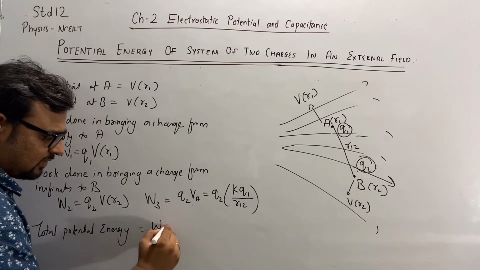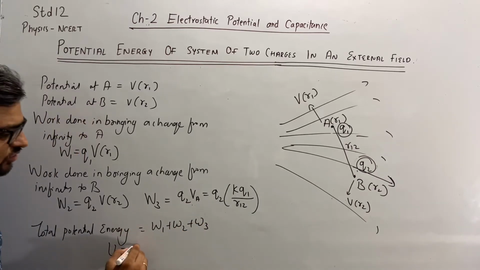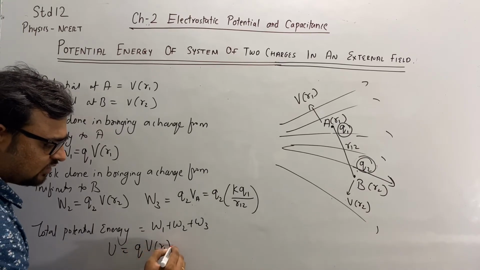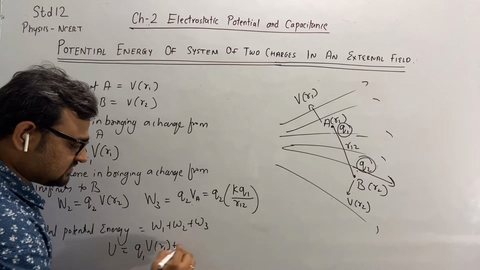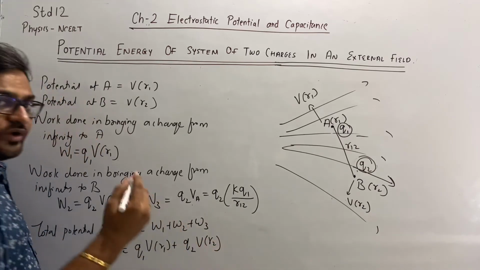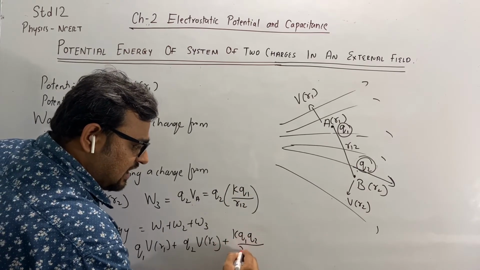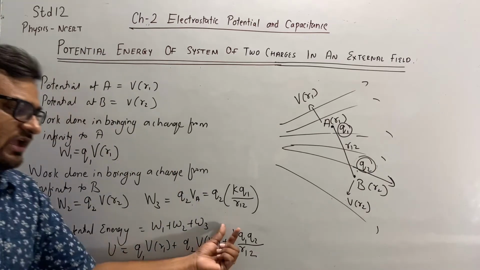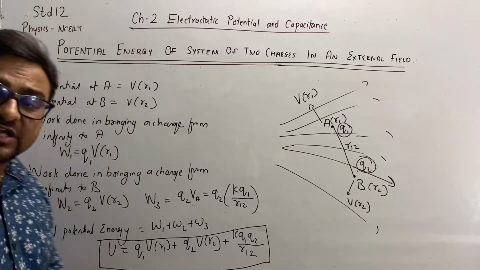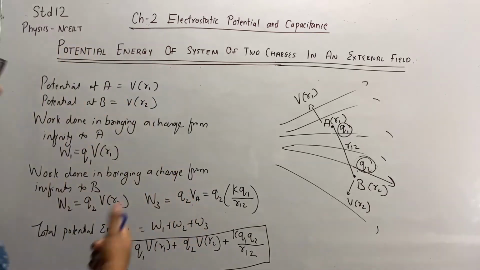So now the total potential energy will be equal to W1 plus W2 plus W3. That means U equal to W1, Q1 into V of R1, the potential at position R1 due to the existing field, plus Q2 into V of R2, the potential at position R2 due to the existing field, plus K Q1 Q2 by R12. You can also put 1 by 4 pi epsilon 0 instead of K. So this is the potential energy of a system of two charges in an existing field. Okay, so just note down this derivation.